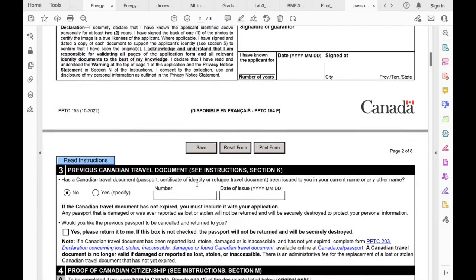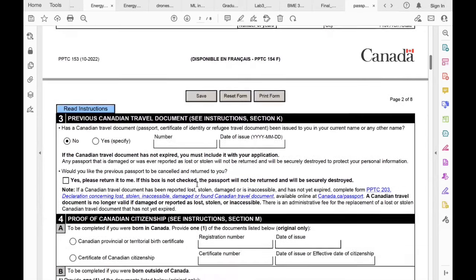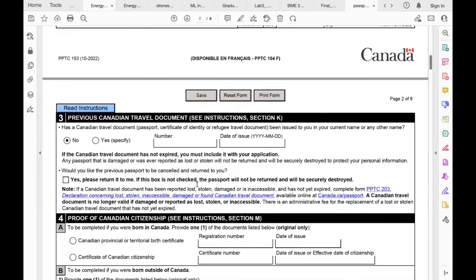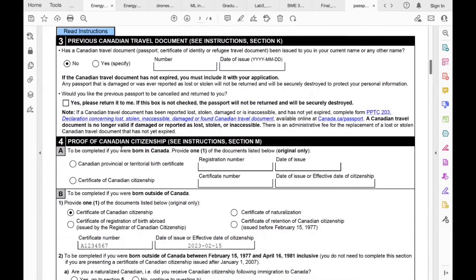Next thing, third section, previous Canadian travel passport or document. We are applying for the first time because we just got our citizenship, so we don't have any Canadian travel document. Your PR card is already gone, and that's not considered a travel document. Only your passport, your certificate of identity or refugee travel document is your travel document. So we put no here. The next one, we leave it like this. Do not take this one.